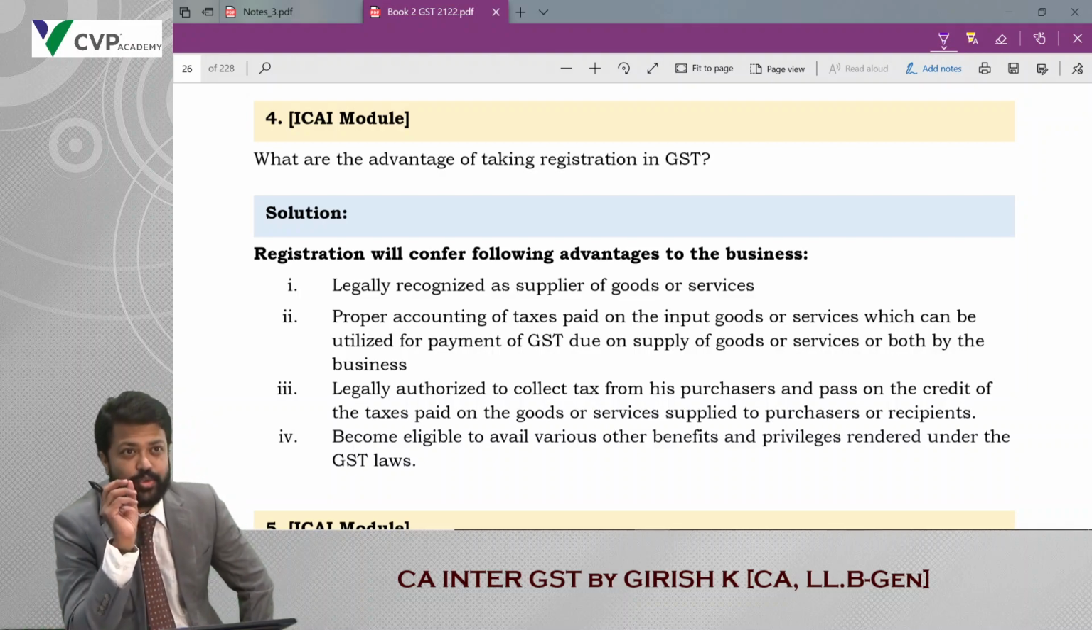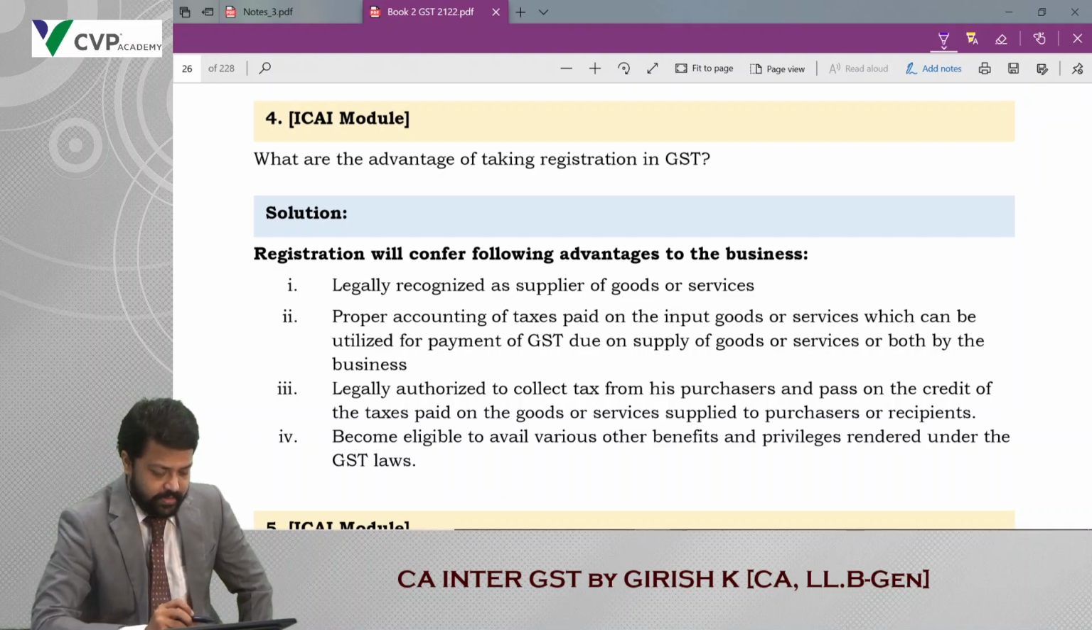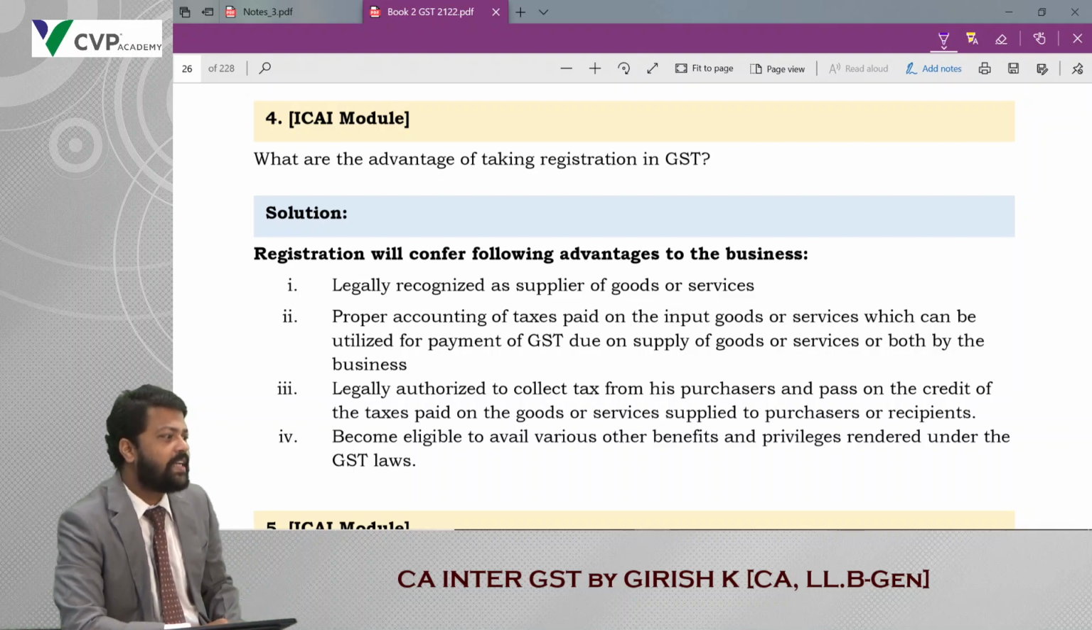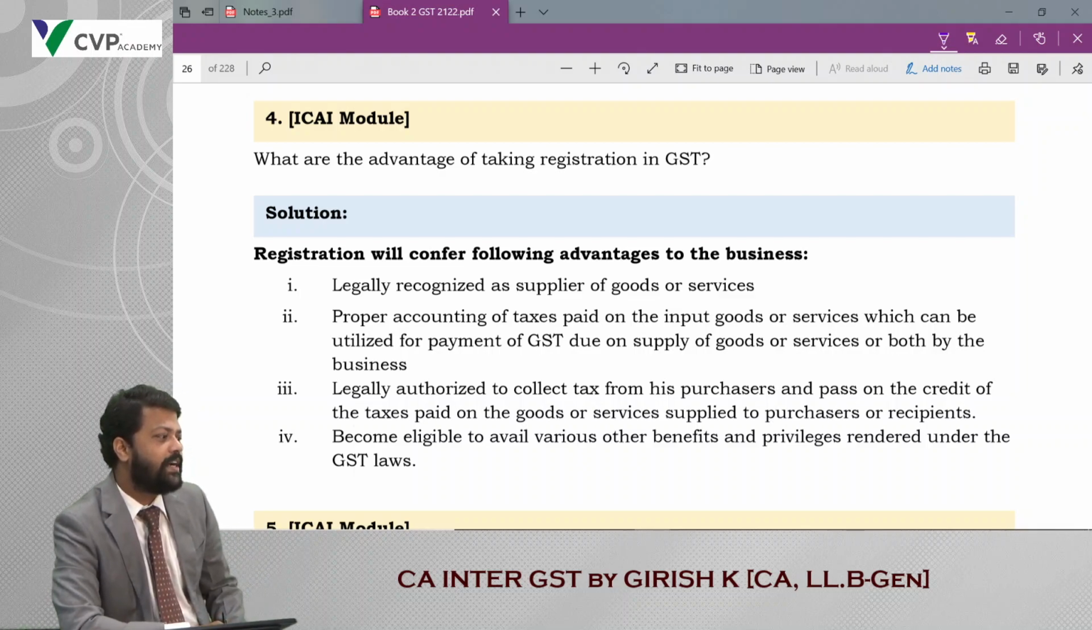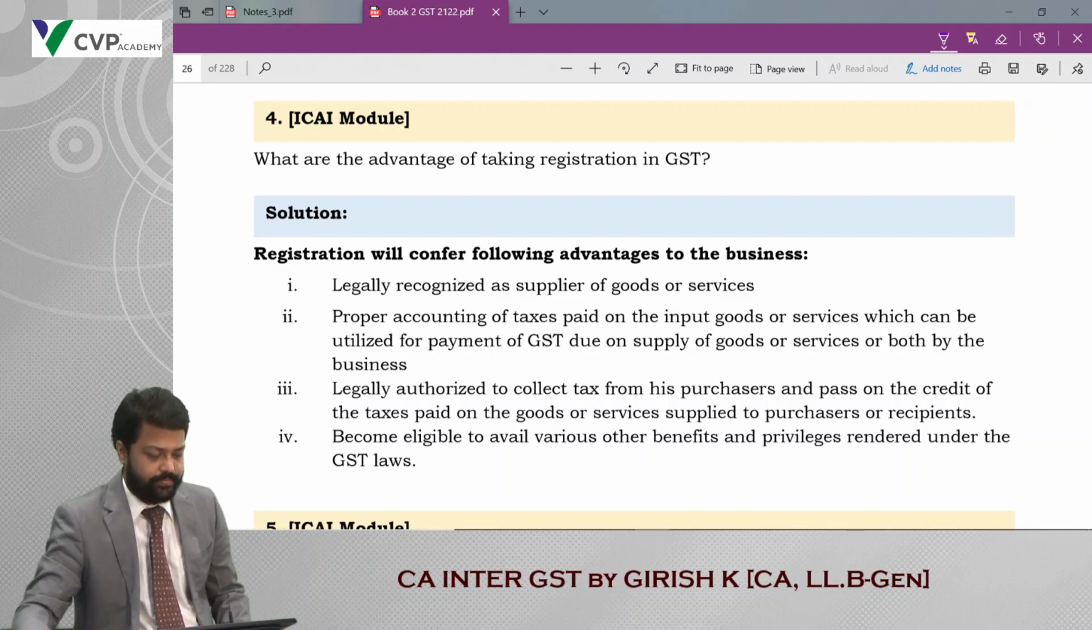So that is a very crucial point which I think many of the people will miss out, that ultimately he will be a reason, or he will lead to an increase in the price of goods and commodities, because he will not be in a position to transfer or carry forward the input tax credit benefit in the chain of value addition taxation. That is how you have to write it. Clear? Legally authorized to collect tax from his purchases and pass on the credit of taxes of the goods and services, becomes eligible to avail various other benefits and privileges rendered on GST law.